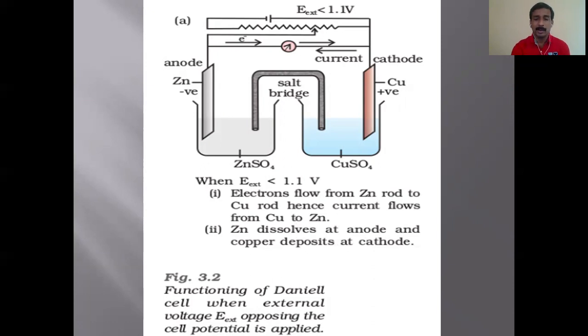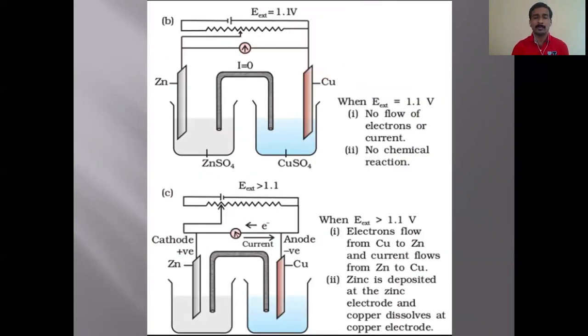That will take place if the external potential is less than 1.1 volt. Now, two more cases. Which are the two more cases? Can you say? External potential equal to 1.1 volt is one case, and the next case is external potential greater than 1.1 volt. If it is equal to 1.1 volt, what happens? There is no flow of current, no flow of electrons from zinc to copper. It will be in an equilibrium condition, with no flow of electrons or current and no chemical reaction.